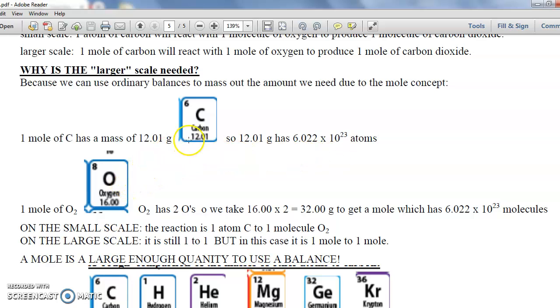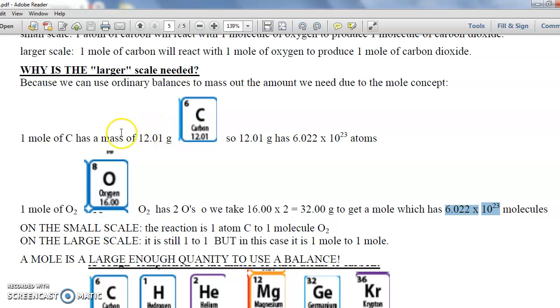An oxygen atom is slightly larger than the carbon atom. So to have a mole of oxygen, I would need more grams than I would of carbon. For carbon, I need 12 grams. What is the mass of a mole of oxygen? Oxygen by itself would be 16, but this is O2. O2 has two O's in it. One O is 16, two O's would be 32. So if I have 32 grams of O2, I would have a mole of oxygen molecules. I would have 6.022 times 10 to the 23rd.